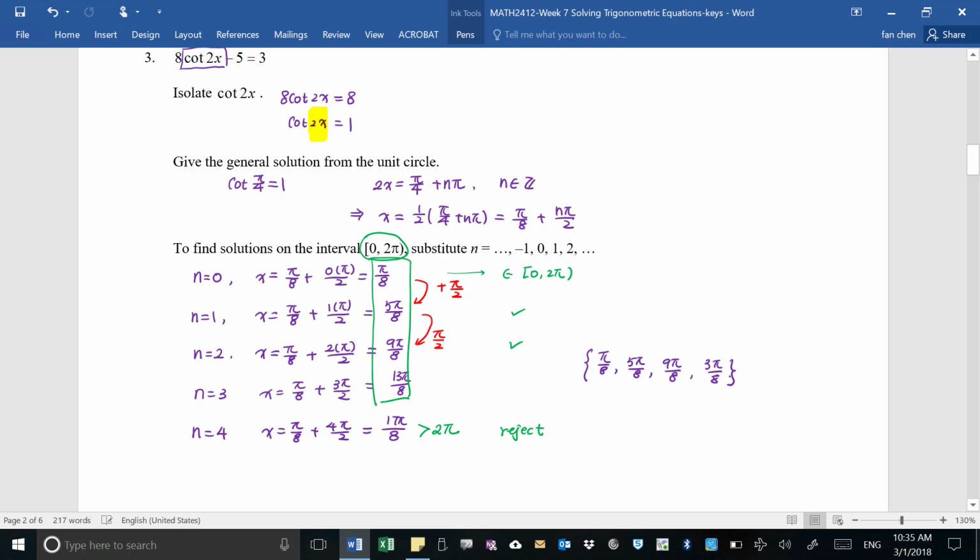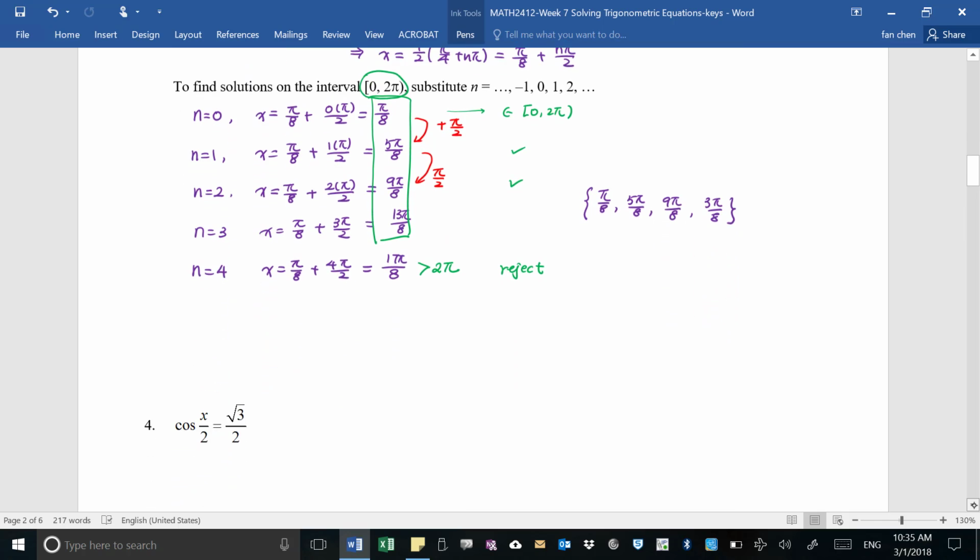And you might notice that I did not check the values when n is negative, because I realized if I use pi/8 plus negative pi/2, that's less than 0, so that's not in the interval.